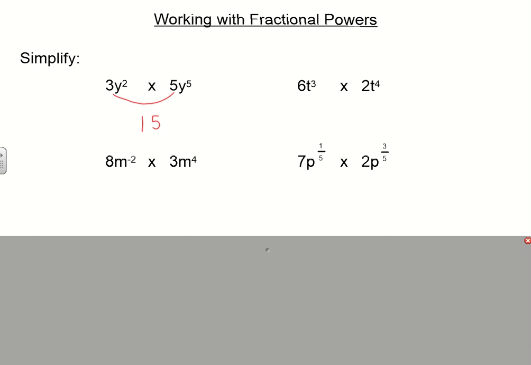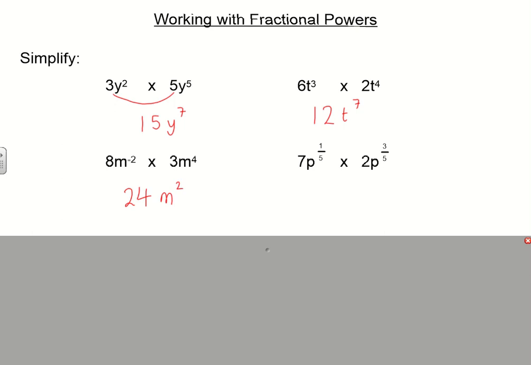That's nice and easy. And the next one as well, 6 times 2 is 12. We've got t cubed and t to the power of 4. Add your powers. That's t to the power of 7 as well. Next one, we've got 8 times 3, which is 24. The only difference this time is we've got m to the power of minus 2 and m to the power of 4. If you add them together, minus 2 add 4 gives you positive 2, so 24m squared.